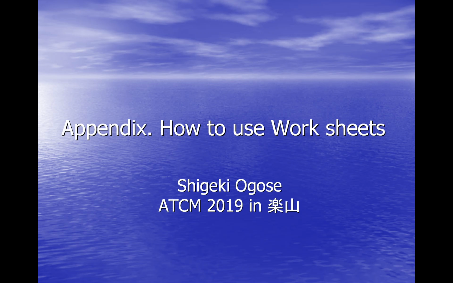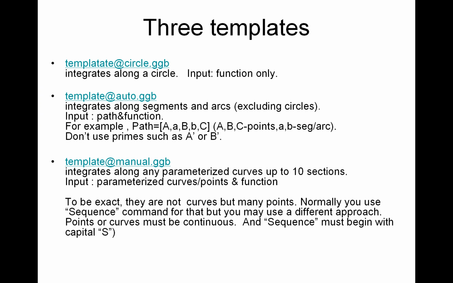Hello, this is for those who would like to use my worksheets of complex integration. There are three kinds of templates. The first one is CircleGGB, which integrates along a circle. The second one is AutoGGB, which integrates along segments and arcs, excluding circles. The third one is ManualGGB, which integrates along any parameterized curves up to 10 sections.